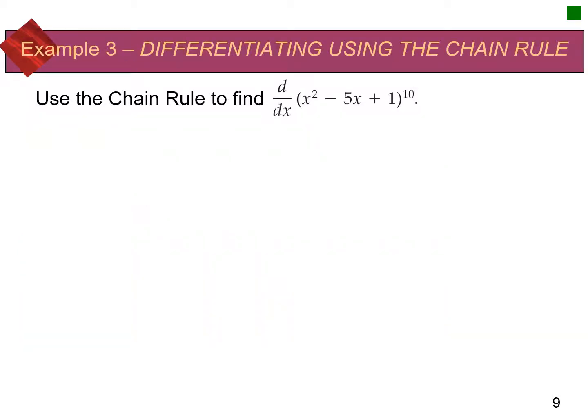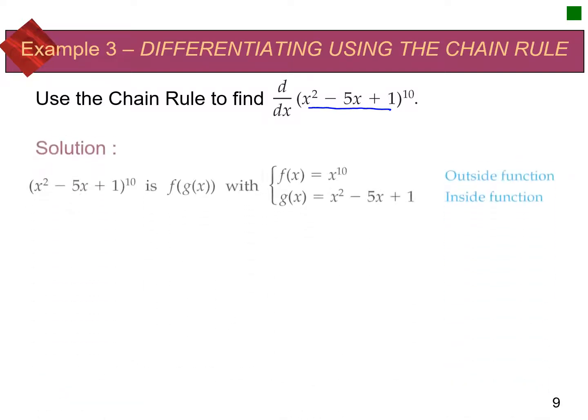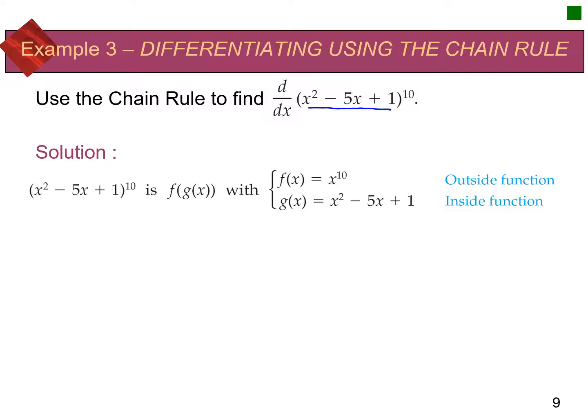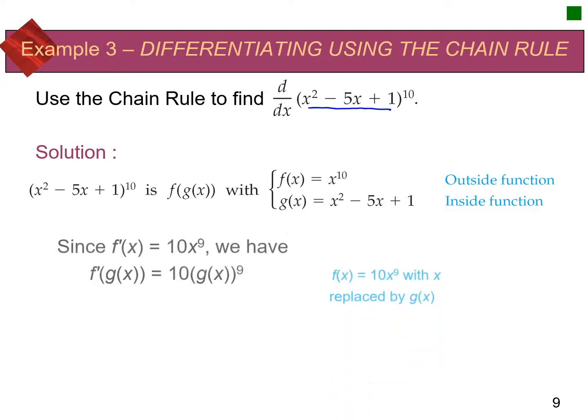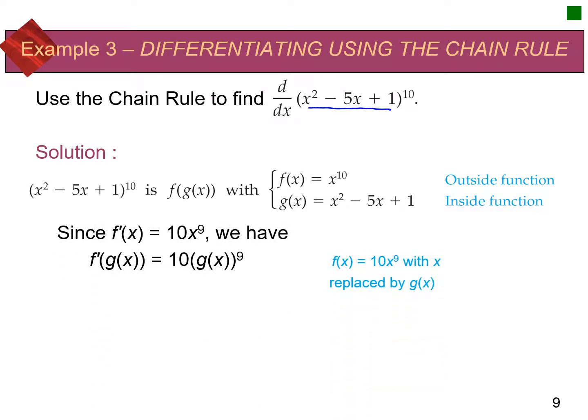If I want to do the derivative of x squared minus 5x plus 1 to the 10th power, again, I'm going to treat this as a variable, just like having the letter A or an x there, if you want to think of it that way. First, they're showing you the outside function and the inside function. So f prime of x would be 10x to the 9th. I'm actually doing f prime of g of x, which would be 10 times g of x to the 9th power, which of course would be 10 times the x squared minus 5x plus 1 to the 9th power.